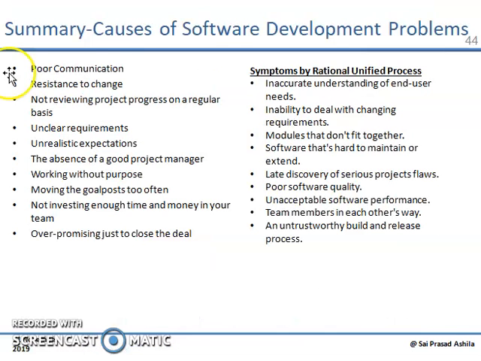And coming to the summary of causes of software development problems, poor communication is one of the causes. Resistance to change or change in requirements is another. Project review sessions not being conducted well would also cause software development problems. Unclear requirements, unrealistic expectations, and an absence of a good project manager working without some specific objective. These all cause projects to fail.